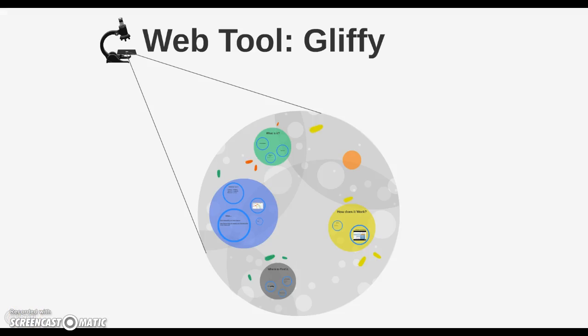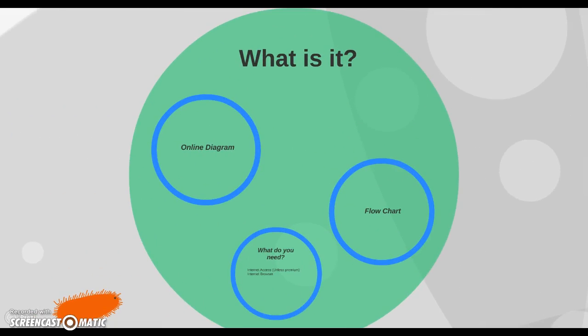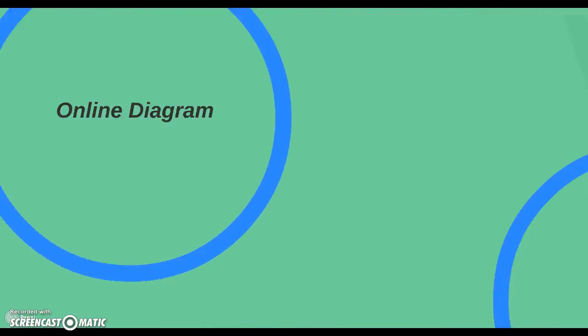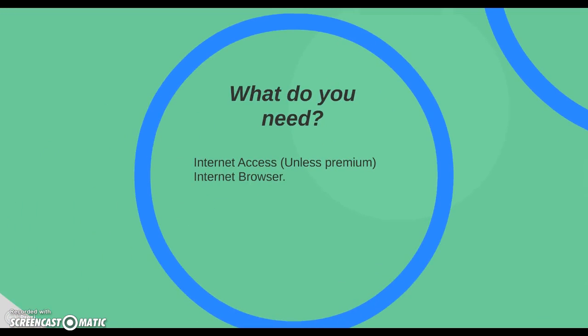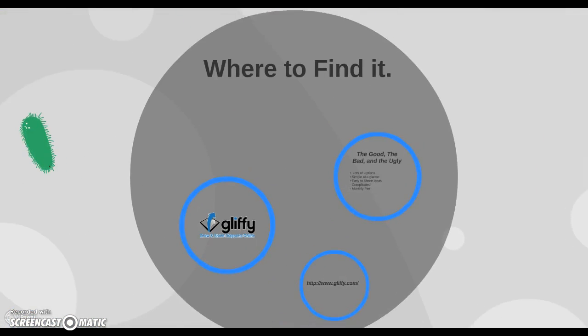My name is Travis Houghton, and this is my presentation on the web tool Gliffy. Now, what exactly is Gliffy? It's a great question. It is a program that you can use in your browser to help make online diagrams, flowcharts, and pretty much a nice, easy way to organize information that you need to do for your class or even for yourself. All you need is internet access, unless you have the premium edition, which is a monthly fee, which you can actually access offline, and an internet browser to open it up with.